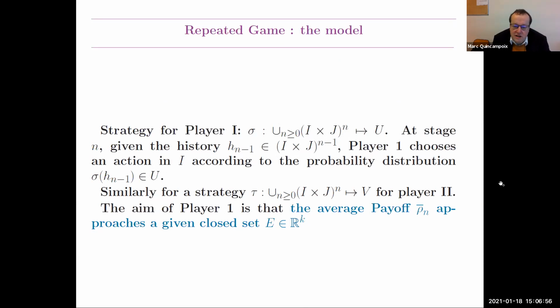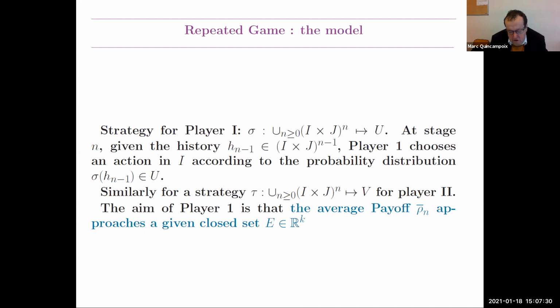Similarly, tau is a strategy for the second player. The aim of player 1 in approachability is that the average payoff, rho bar n, where rho bar is always denoting a Cesàro mean, approaches a given closed set E in the space of payoffs in R^K. Okay, so this is the first model. It was stated by Vianney this morning.